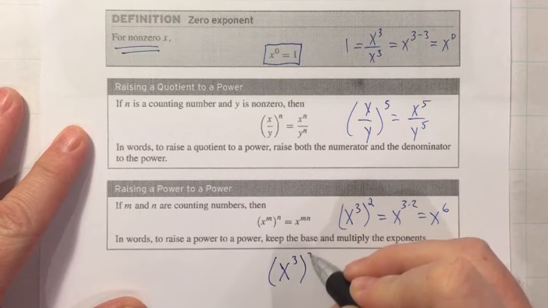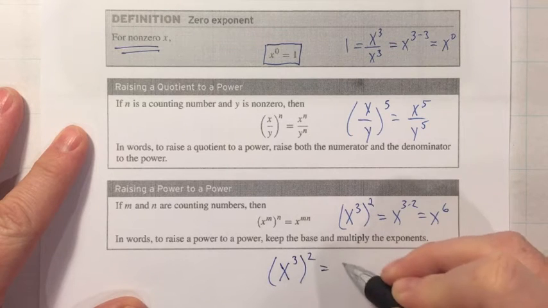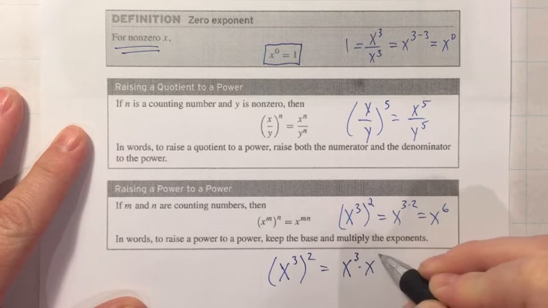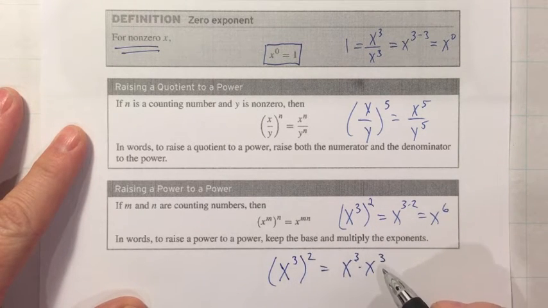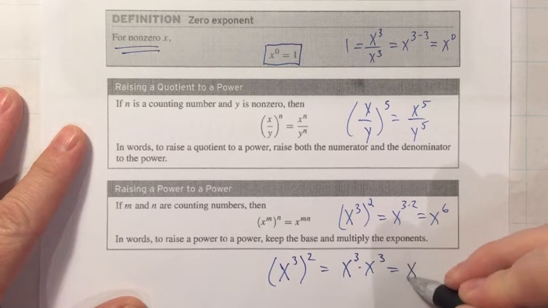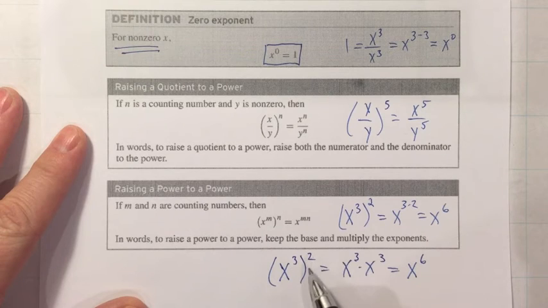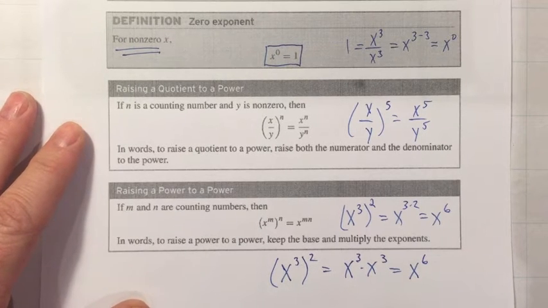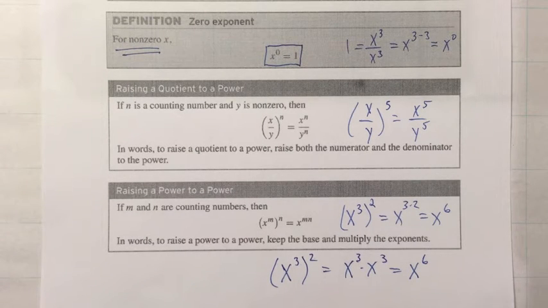X to the third squared, if you're squaring something, that means multiplying it with itself. And if you have x to the third times x to the third, you would add the exponents because the base is the same, and that would be x to the 6. And then we see that that does work out the same as if we just did the 2 times 3 to get the 6 right away. Alright, so there's a summary of the properties, and on the next page we'll start working through some more examples.